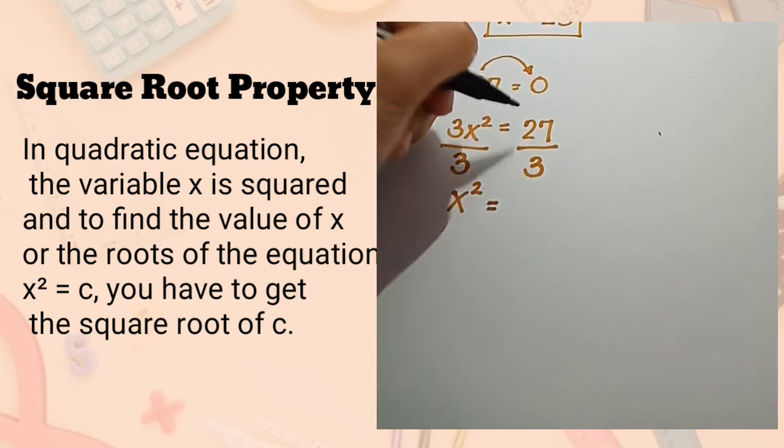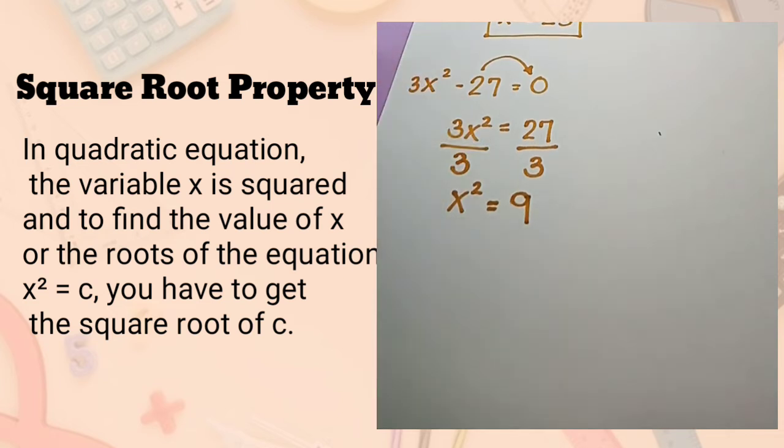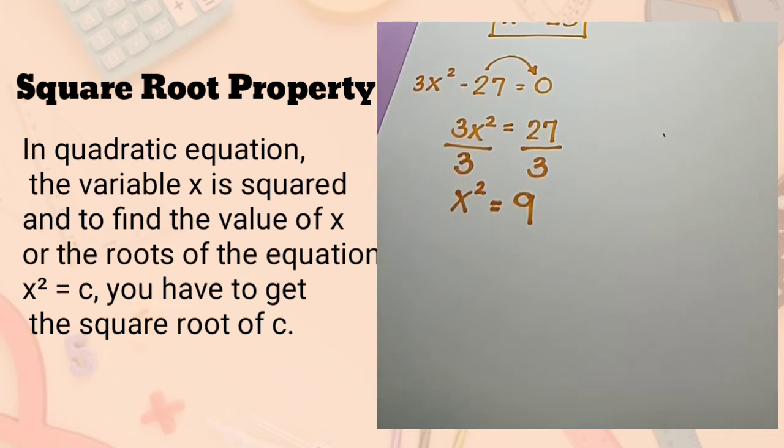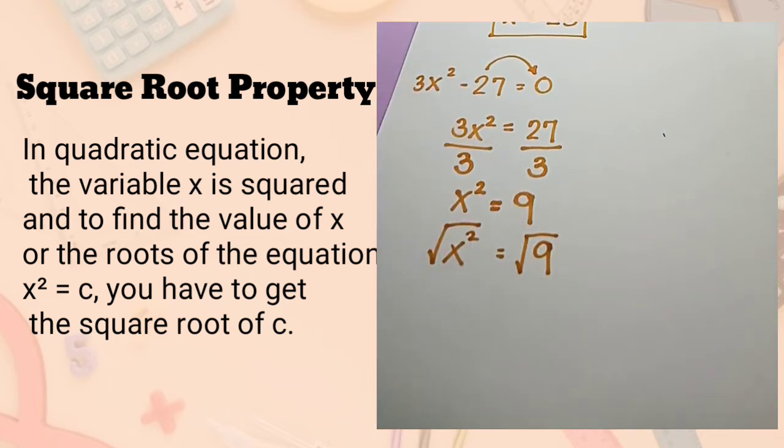Then, 27 divided by 3 ay equals to 9. Tsaka natin kukuhanin yung square root ng dalawang side. So, square root of x squared equals to square root of 9.